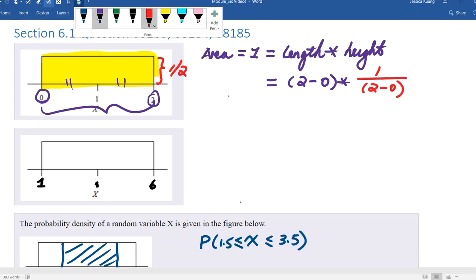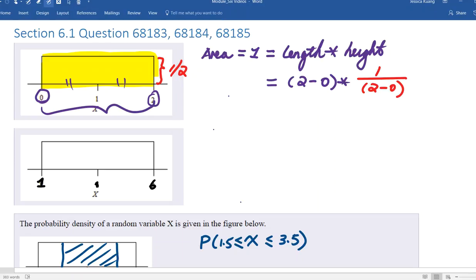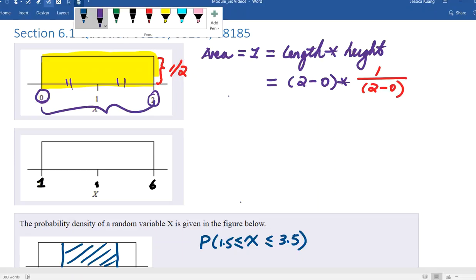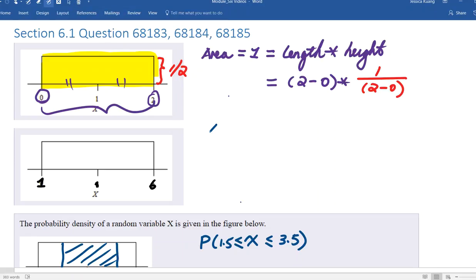Now let's look at another example. So I have a second rectangle. And once again, let me use a different color. I know that the area should be 1, and it equals the length at the bottom times the height.